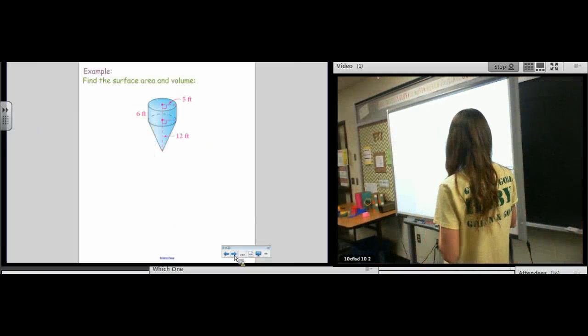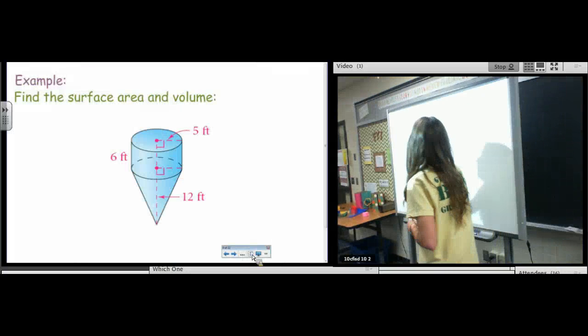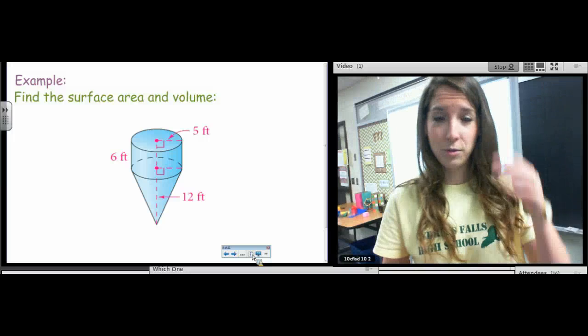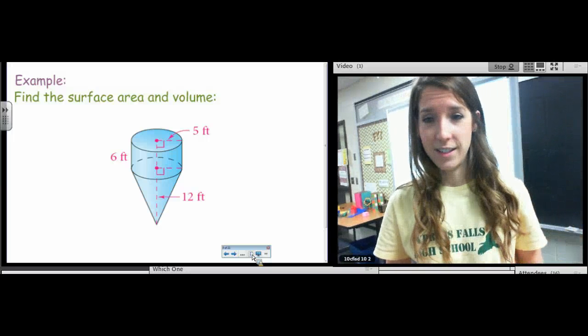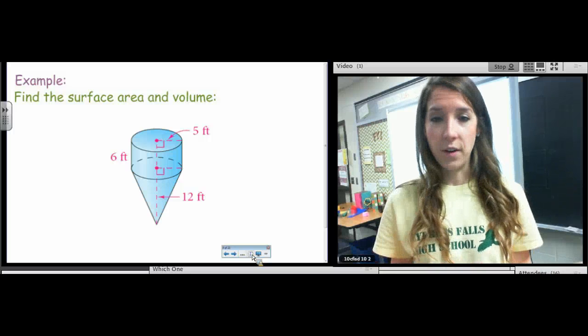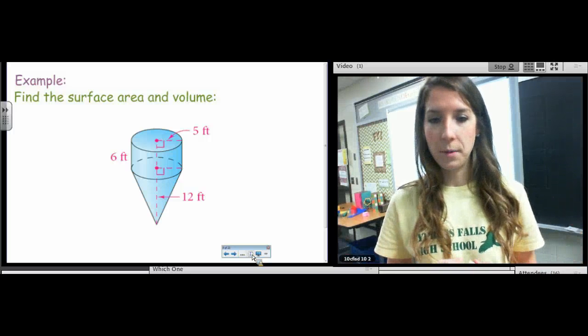Let's do a composite solid. That's what this is called. A composite solid. It just means it's a solid made up of 2 other solids. Let's always do the easier one first. Let's do the volume first because volume is always easier.